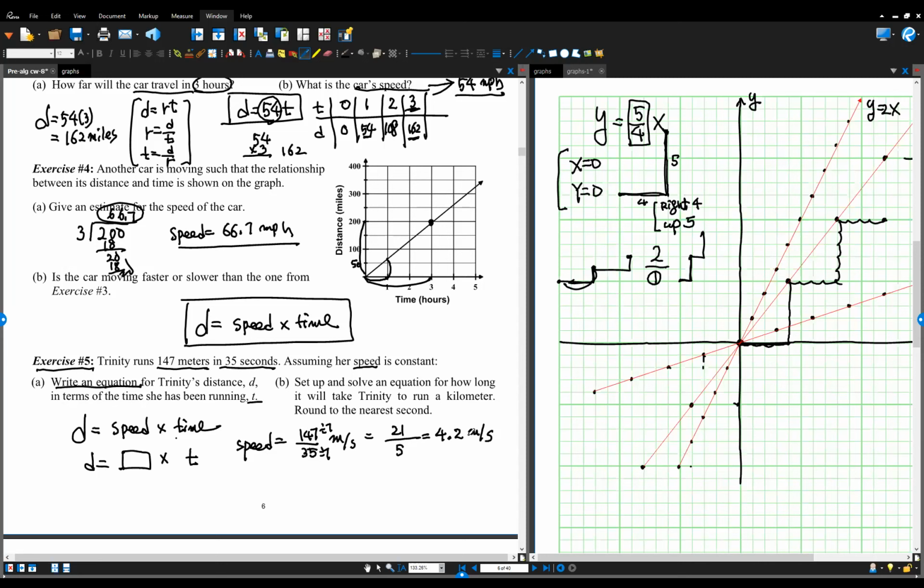So we're going to find the equation between distance and time. Distance and time are the variables, but the constant is the speed, okay? Speed is a constant, and this is a variable. So 4.2 times t, that's the equation. So y equals 4.2 times t, that's the equation.